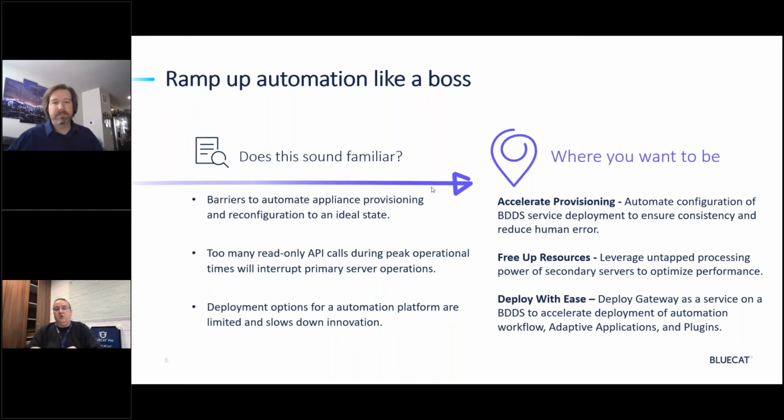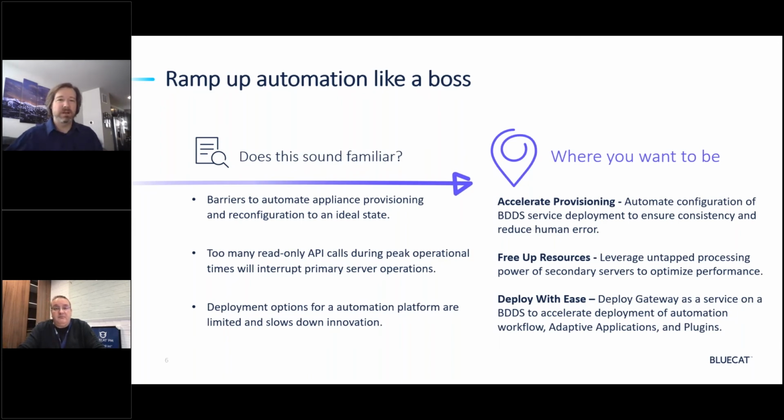9.4 will be piling more onto this, where we want to make it so the adaptive applications, or indeed the workflows customers are creating, appear in Integrity. You don't even have to go to Gateway's interface. They'll just appear as workflows in Integrity directly. But I'm talking a bit about the future there. Those are just some of the features for how we help customers ramp up their automation like a boss. So it's the new provisioning engine, how we've optimized API performance, but also how we can deploy Gateway as a service now on our DNS Integrity appliances.